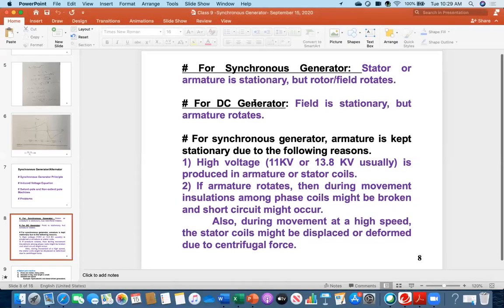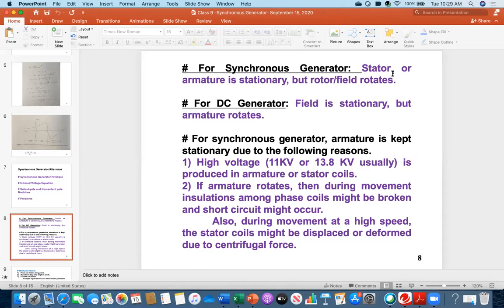So see, those are the things I have written. Now everybody see. A synchronous generator means the AC generator actually. You see, stator or armature is stationary, but rotor or field rotates. For DC generator, the field is stationary, but the armature rotates. So you will mention this point first, and then you will say that a synchronous generator produces three-phase AC, a DC generator produces DC. And then I will be asking you why this one?